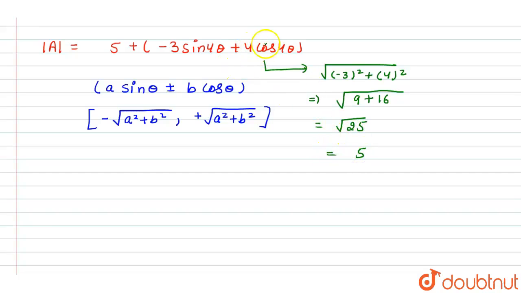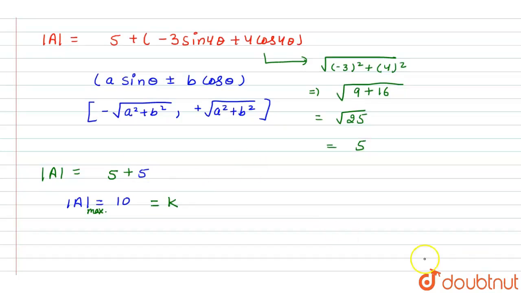Now putting this maximum value, determinant A is equal to 5 plus the maximum value of this term, which is 5. So determinant A is equal to 10. Now in the question, K is the maximum value, so K is equal to 10, because we have to find the maximum value of determinant A.